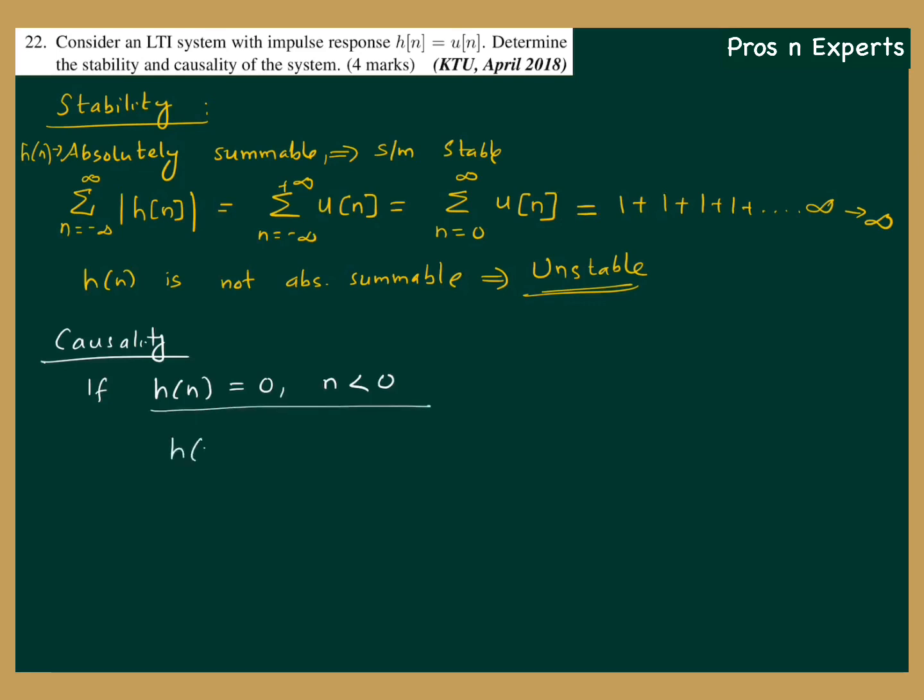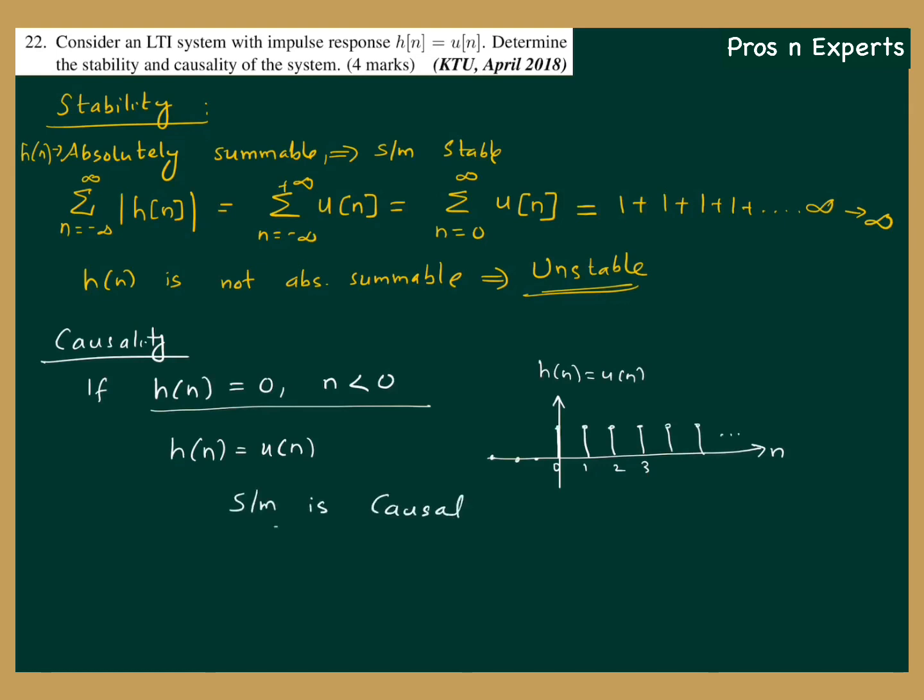In the question, it is given h of n is equal to u of n. What is u of n? You can draw u of n very simply. It's a very common signal. This is u of n, from 0, 1, 2, 3, etc. There are obviously no samples in the left side of the n-axis. No negative n samples are there. So straight away we can write that the system is definitely causal. As it has no samples in the negative n-axis, the system is causal. And that's the explanation to that question.